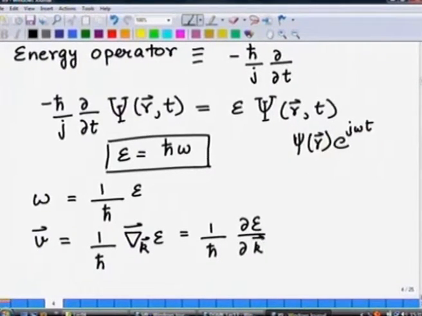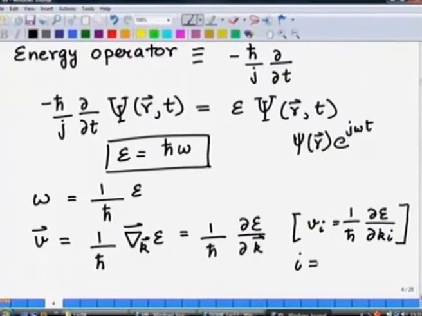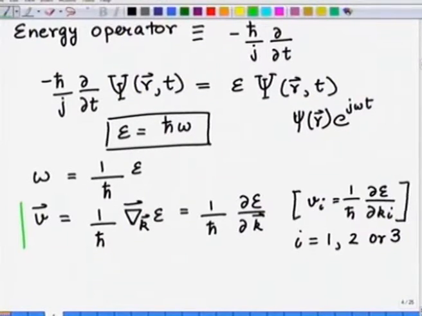In fact, I could write it in indical notation, because I am going to use this very soon. I can write the ith component, i being equal to 1, 2 or 3, as 1 over h bar del energy by del k i. So, that is the velocity components written out in indical notation. That is the relationship.